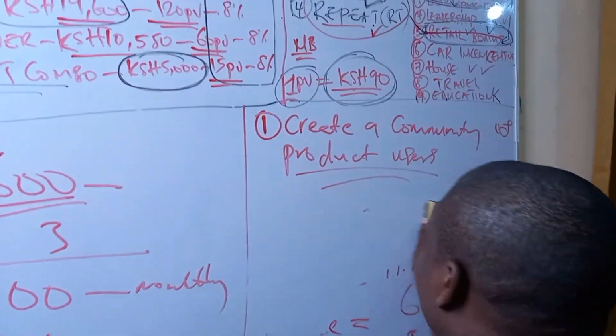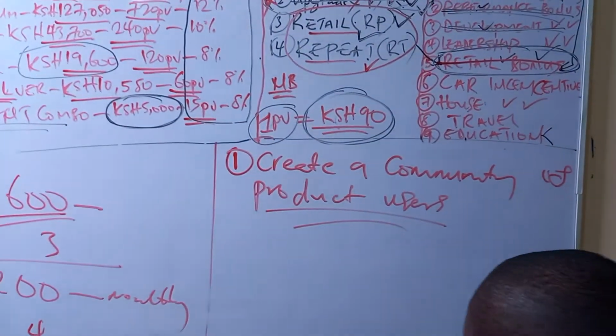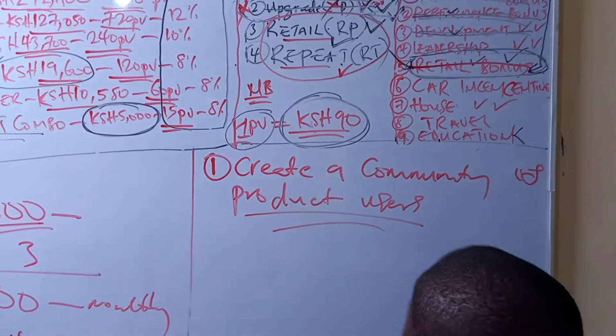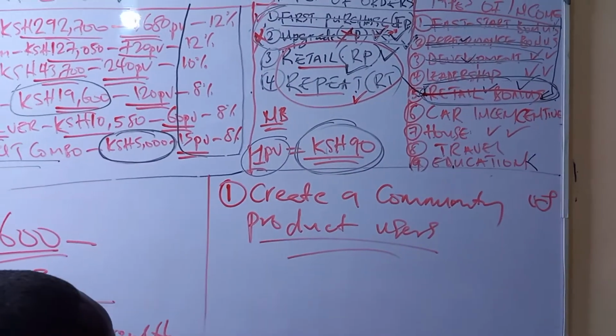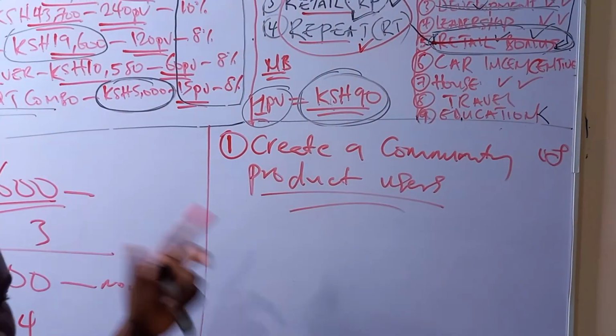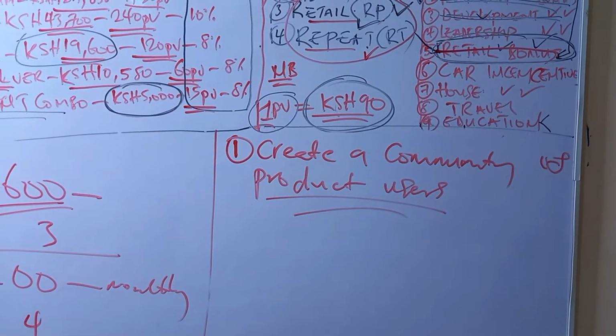Okay, now let's look at another example. So first, create a community of product users. This business is about buying and selling. If you cannot sell, forget about the business. Now, another example is you have people who are workers, your family and friends, who are colleagues at the office, who are colleagues where you are working.